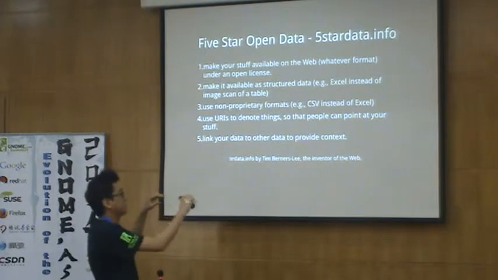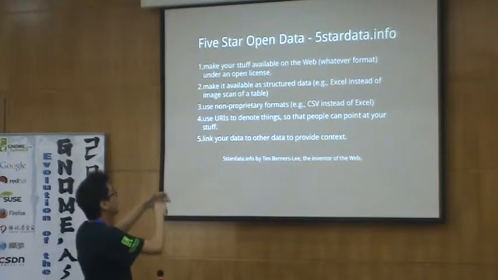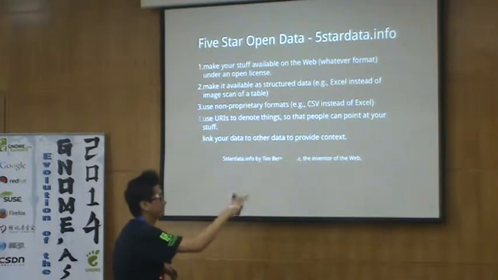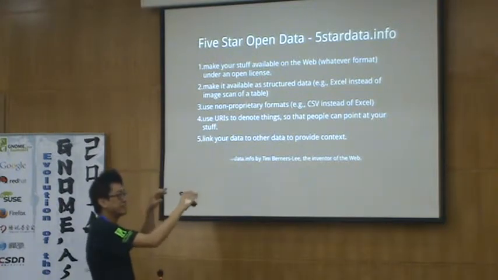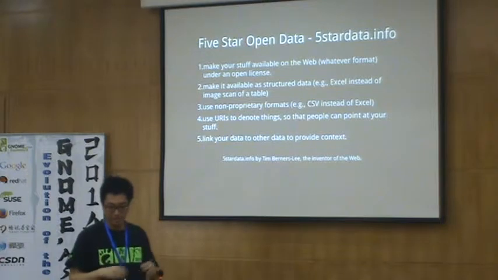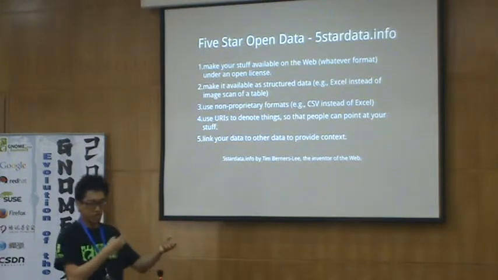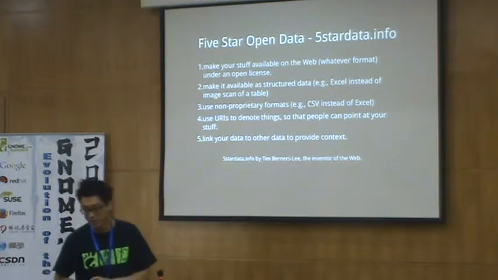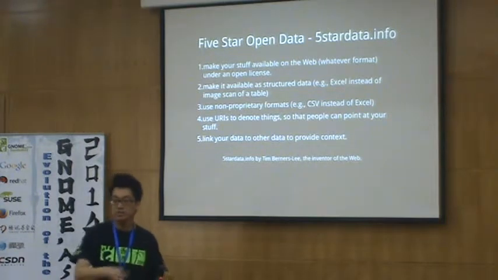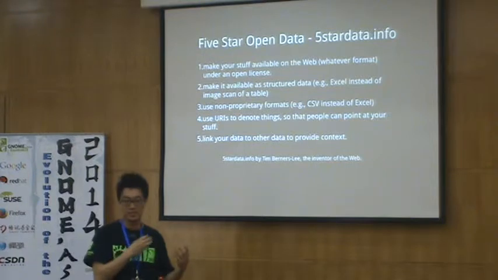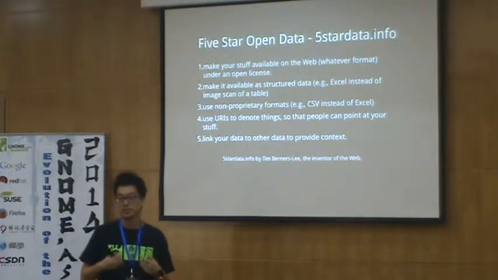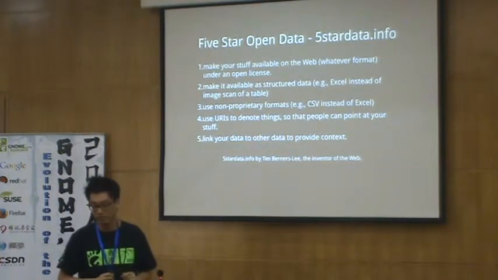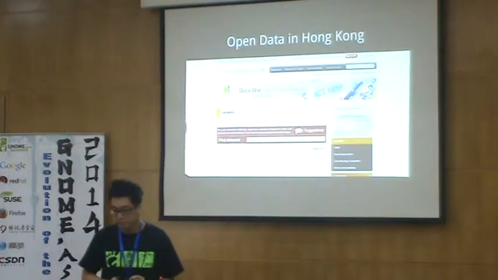What does it mean? If you make a URL such as weather-information.hk/central/temperature, and then this URL returns the current temperature, it is 4-star open data. And if your data is linked to other data provided by external organizations, it is 5-star open data. So this is the 5-star deployment scheme of open data suggested by Tim Berners-Lee.